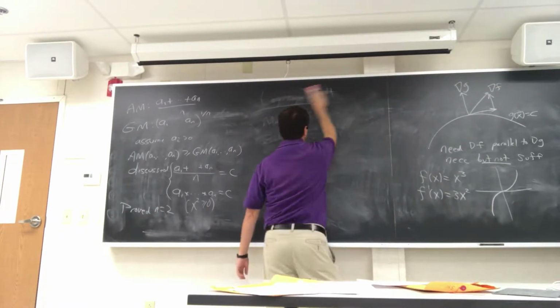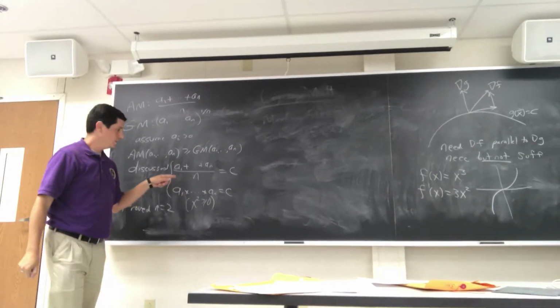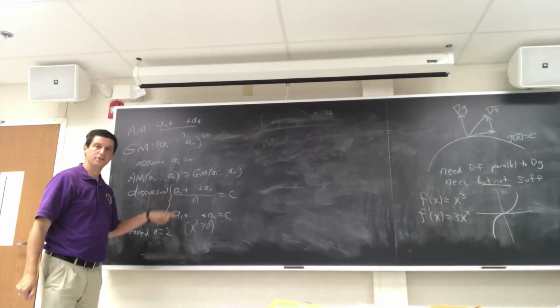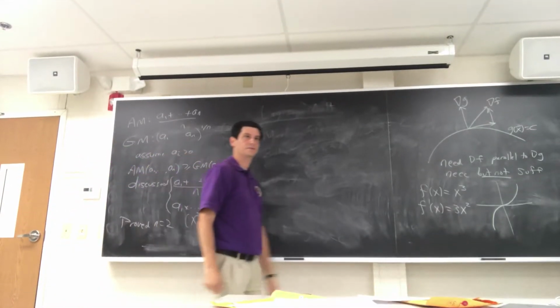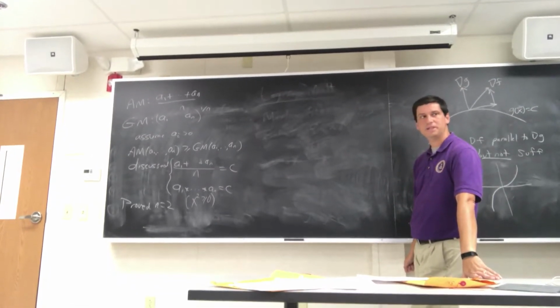So we have a couple of choices. We want a constraint. The constraint should be either the arithmetic mean is constant or the geometric mean is constant. It doesn't really make that much of a difference.